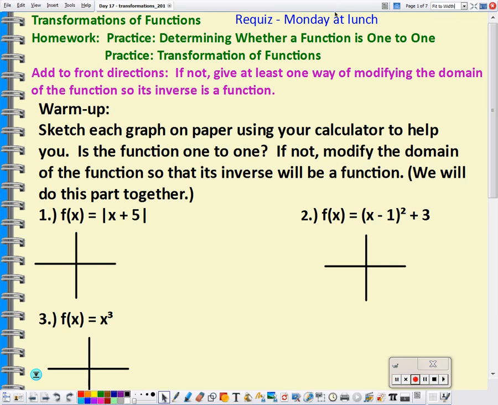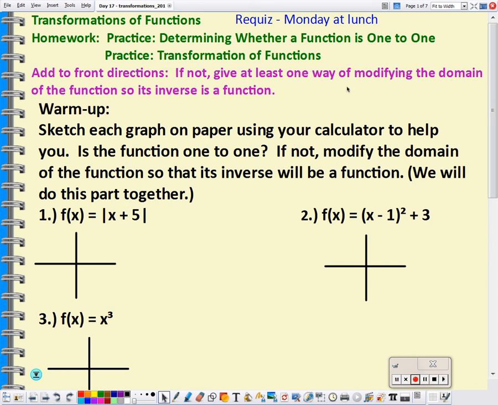Okay, so this is a lesson that's going to continue yesterday's lesson on determining whether functions were one-to-one, and also talk about transformations of functions. Your homework tonight is a worksheet. There are two parts to it. The first side says determining whether a function is one-to-one, and the back says transformations of functions.